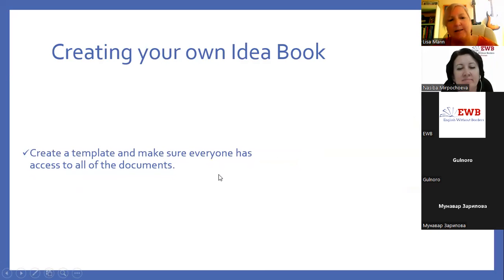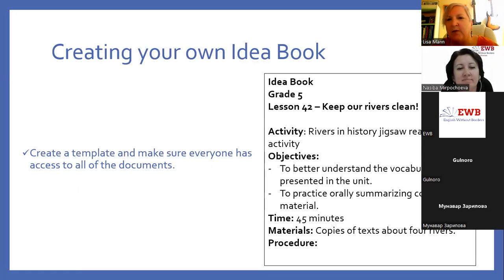Create a template. A template's just so that everyone is doing it in sort of the same way. And in the idea book, when we did it, we had a template. We had to just say which lesson it was, what the name of the activity was, the objectives of it, the time, the materials, and the procedure, the step-by-step instructions for the activity. So create a template so that they all look the same. Otherwise, you'll get 10 different ideas in different formats, and you won't be able to use it very easily.